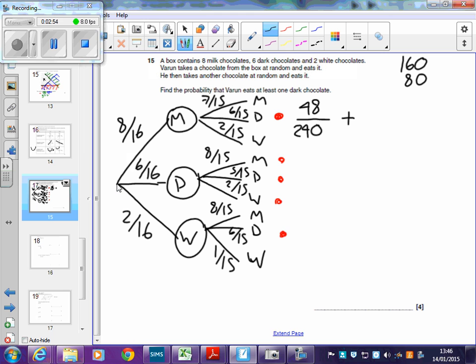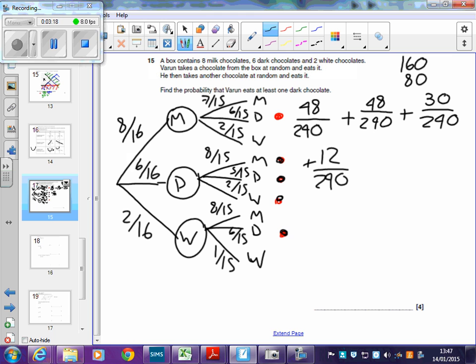Second one, I've got 6 sixteenths times 8 fifteenths. 6 times 8 is 48, and 16 times 15 is still 240. Next one down, I've got 6 sixteenths times 5 fifteenths. 6 times 5 is 30 over 240. Next one down, 6 times 2 is 12 over 240. And the last one, 2 times 6, again, is 12 over 240.